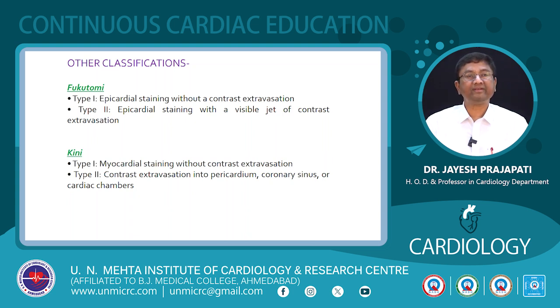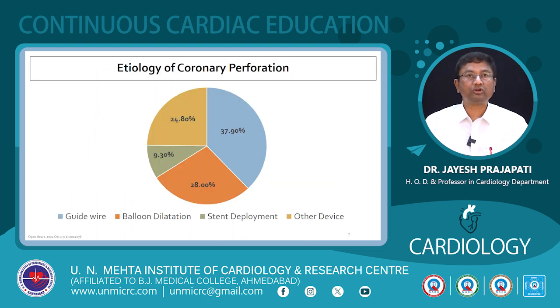Other classifications are very simple, such as Fukutomi and Kinney. Type 1 is staining without contrast extravasation, meaning there is no leakage into any chamber or cavity. Type 2 is epicardial staining with a visible jet of contrast extravasation, a visible jet going into some cavity. In Kinney, type 1 is without contrast extravasation, and type 2 is contrast extravasation into the pericardium, coronary sinus or cardiac chamber. But most of us follow the Ellis classification.